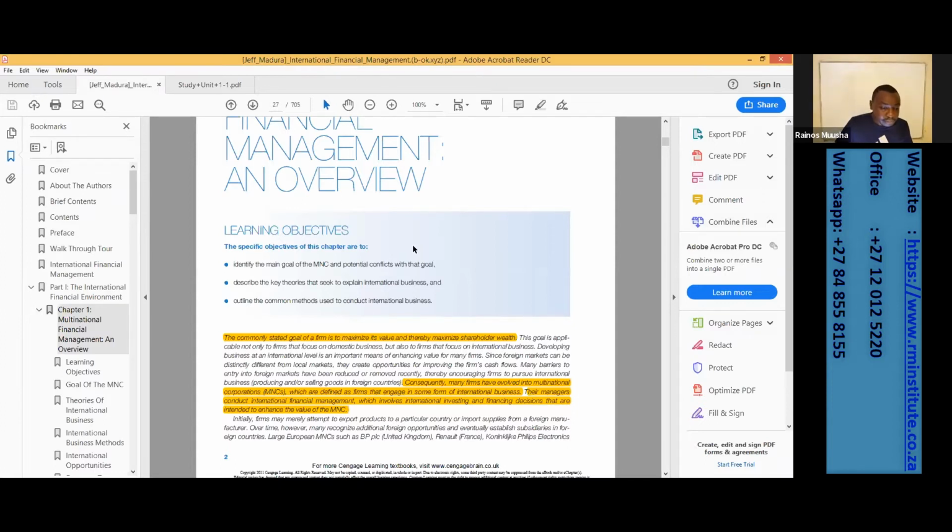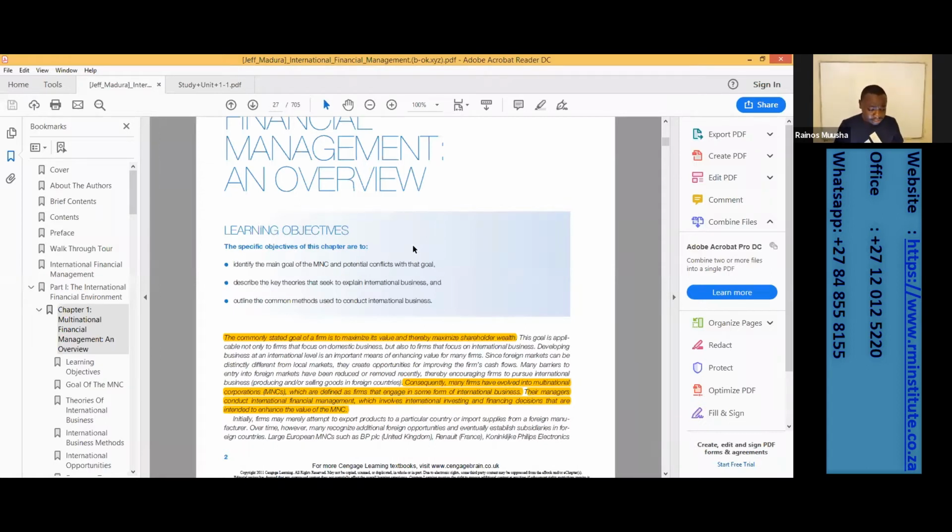So the goal of the financial manager is to maximize the shareholders' wealth, which also means that even if it's an international business, even if it's a multinational company, the goal is still the same, which is to maximize the shareholders' wealth by maximizing what? The value of the multinational company. And how do you maximize the value of the multinational company? Through maximizing the share price as well. You see that these three are very much linked.